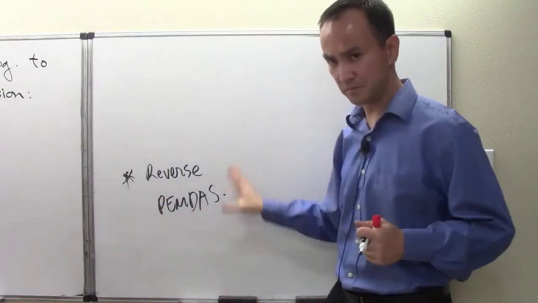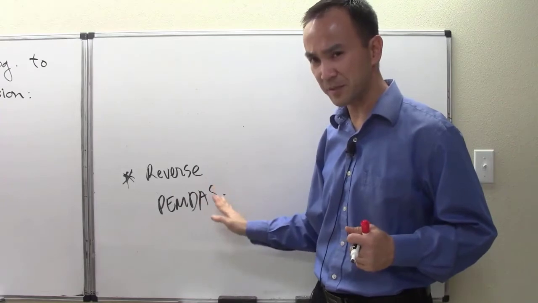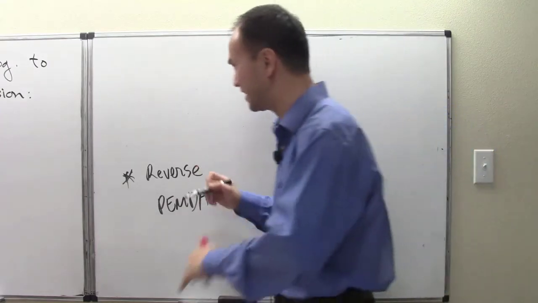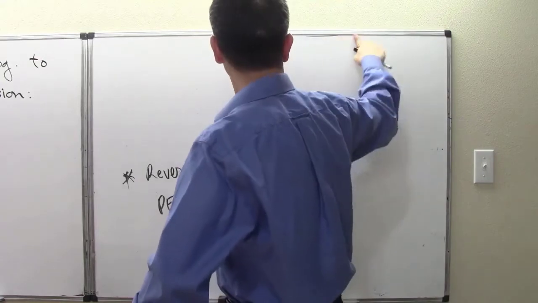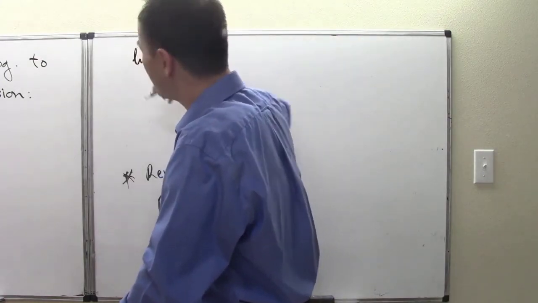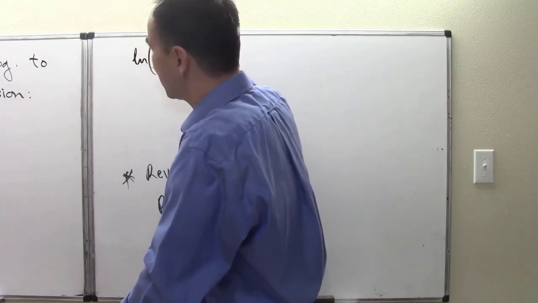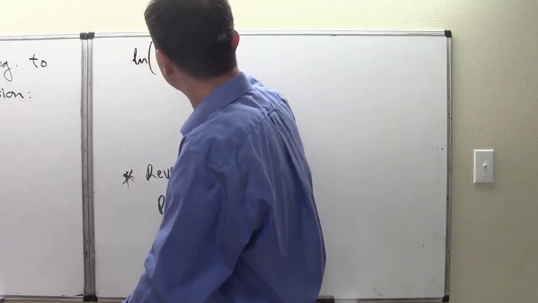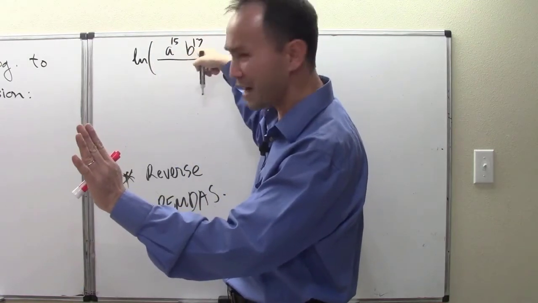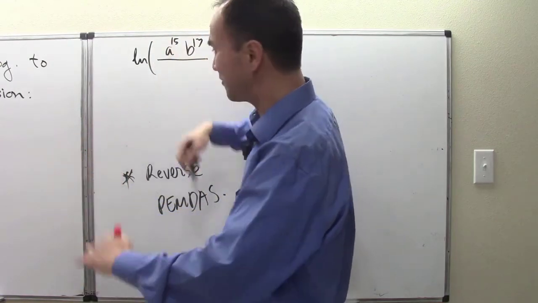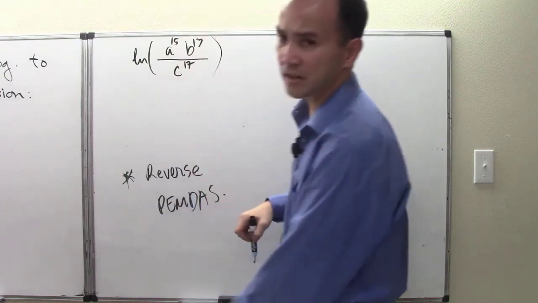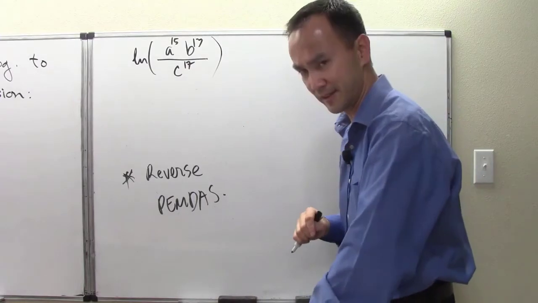So yes, I'm trying to explain how I can reverse PEMDAS in this problem, but it's getting a lot more involved here, and there's multiplication and division. By the way, let me finish writing it down: a to the 15, b to the 13, but over c to the 17. When I was writing it, I wrote that product first before the division, and the whole quotient is inside the logarithm.